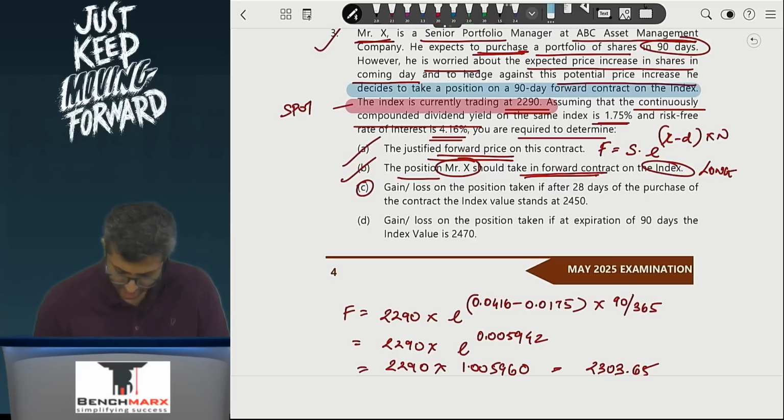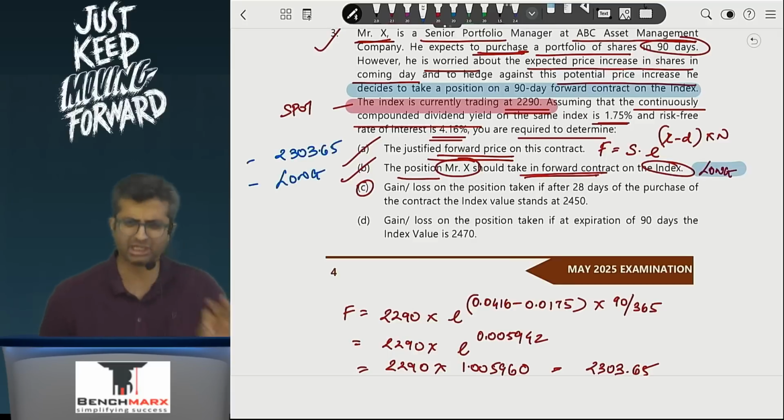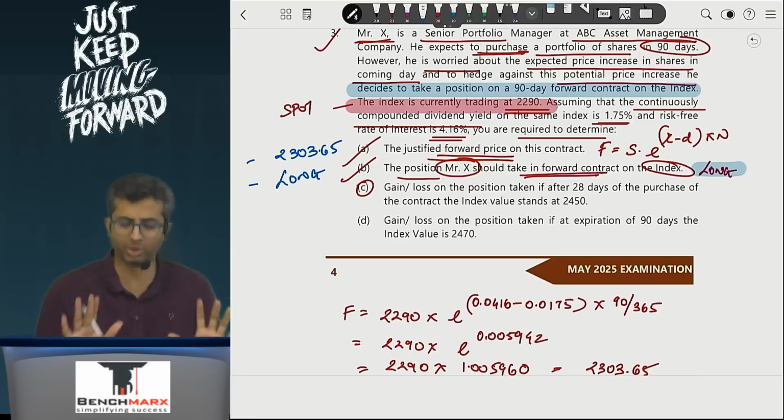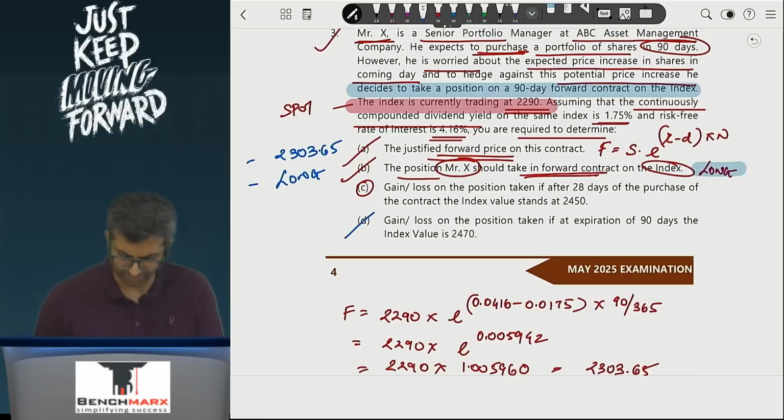So over here, the first case is, if I were to summarize, your answer being 2303.65. Second case, you are going long. Now the third case is a little contentious, it is debatable, we can do it in two ways, approximately the same answer, but it's a little contentious, I would say. Point C we'll do in some time. Let's look at point D first.